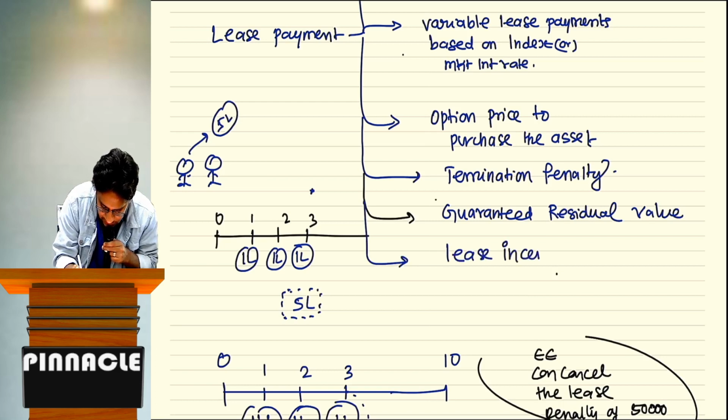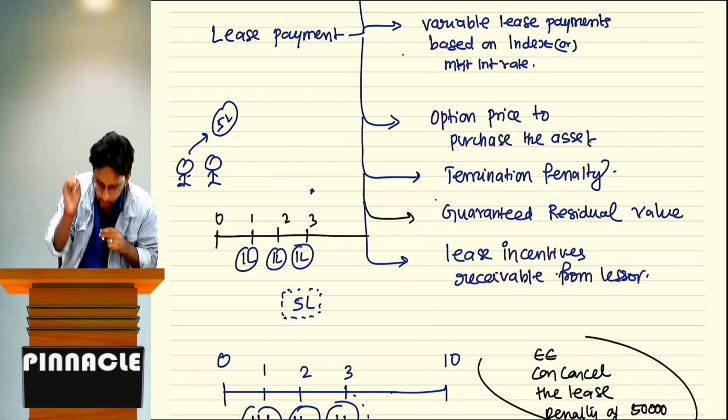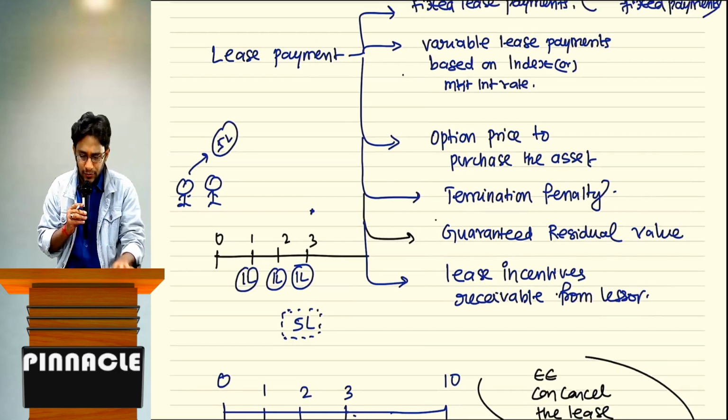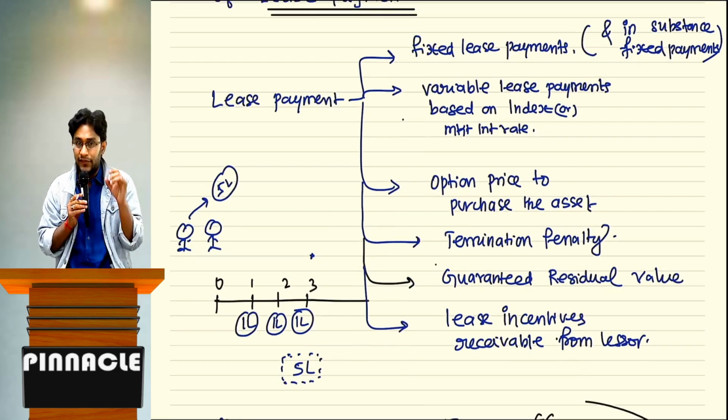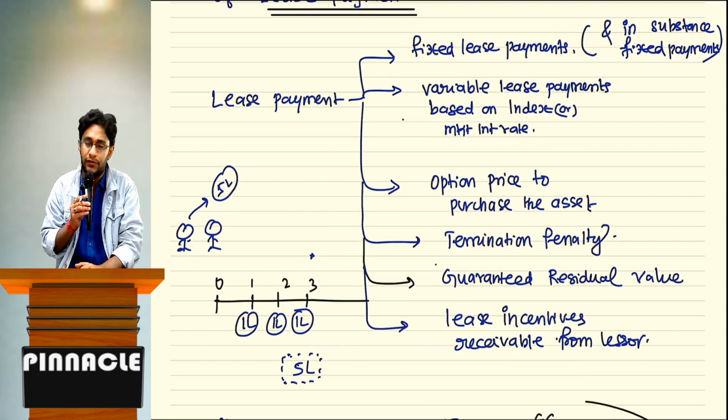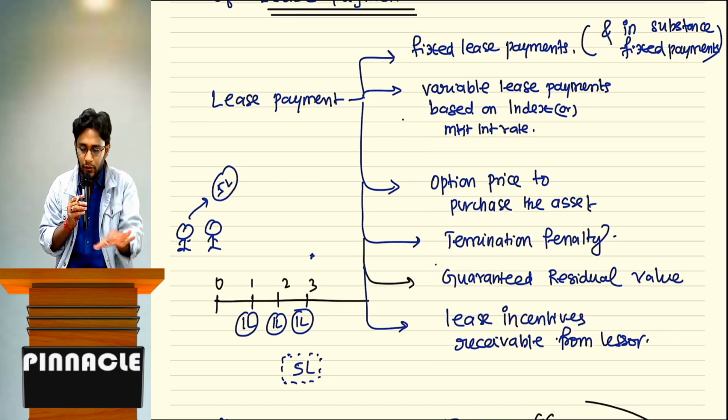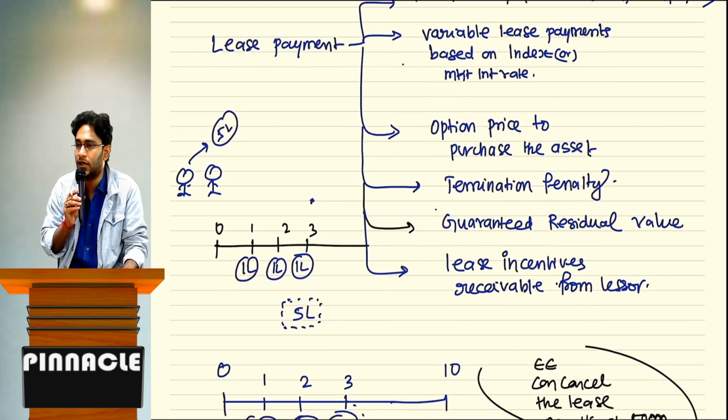Lease incentives receivable from lessor. Now I'll tell you what a lease incentive is. Fixed lease payment, cash outflow. Variable lease payment, outflow. Option price, in case you exercise, outflow. Termination penalty, outflow. Guaranteed residual value, in case you have to pay, outflow. All of these are outflows, sir. The last one alone is an inflow.